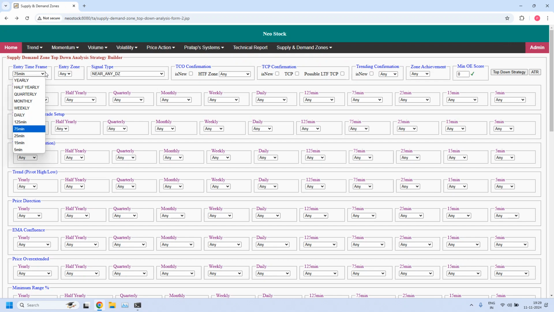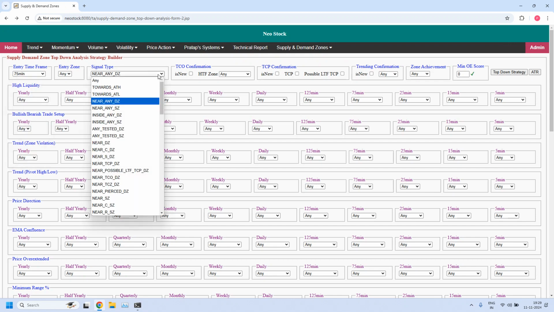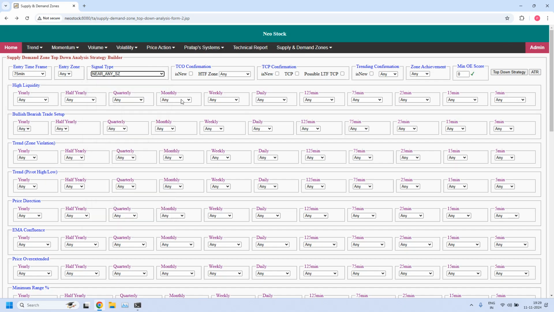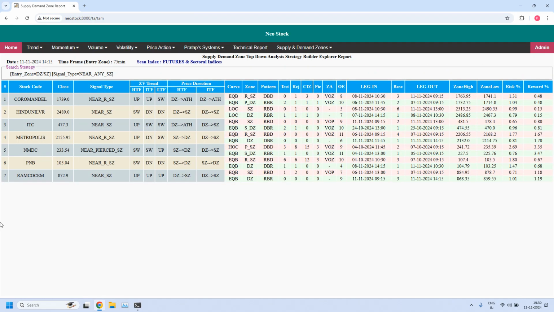Okay, next for 75 minutes time frame, let's find the stocks where price closed near any 75 minutes supply zone. So 7 stocks are filtered. Let's identify high liquidity supply zones, if any.